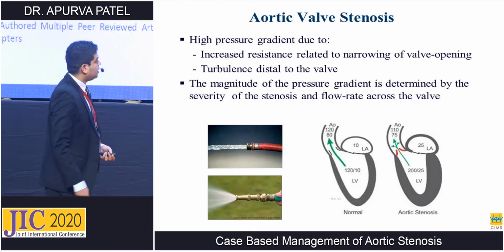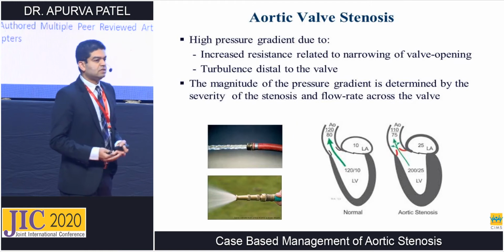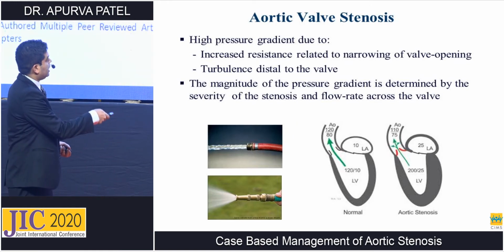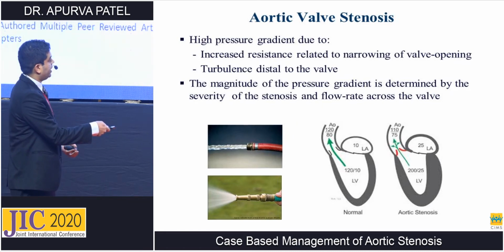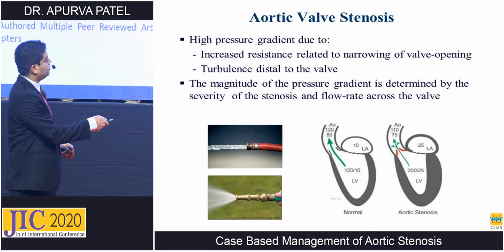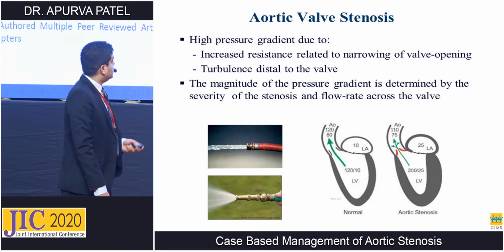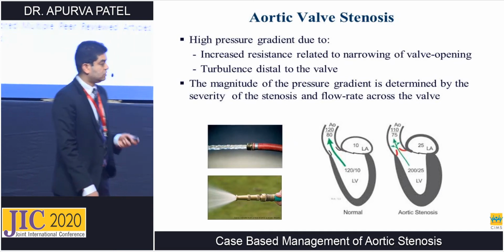Your LV pressure is like 200, your aortic pressure is 110. You have a 90 millimeter gradient across the valve. And as this gradient increases, you will have problems. Your LV will see the pressure, it will thicken up, it will dilate, your function will go down. Eventually, your left atrium will see the elevated pressure, and that will give you the shortness of breath. So the increased pressure gradient and its magnitude lead to the symptoms.